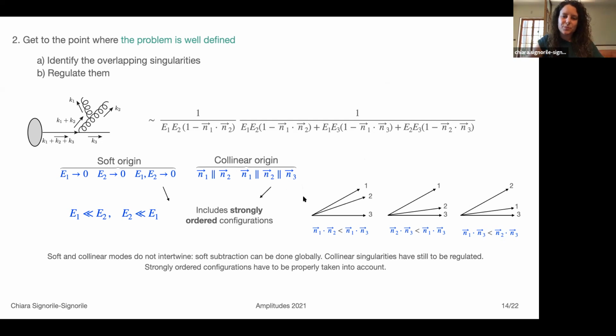And in particular, in the triple collinear limit, we also have to consider strongly ordered configurations. So the cases where two among the three partons becoming collinear are more correlated than the others. And similar is also true for the soft, where we can have one parton becoming more soft than the other. So of course, at this point, we have several singularities. They are going around the phase space. We need a way to organize them.